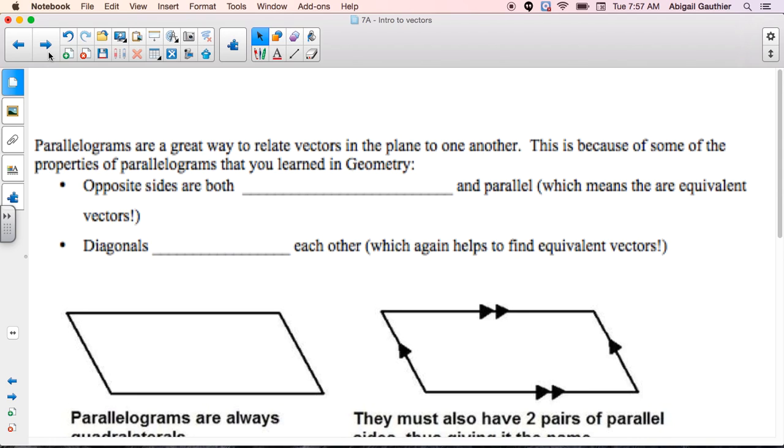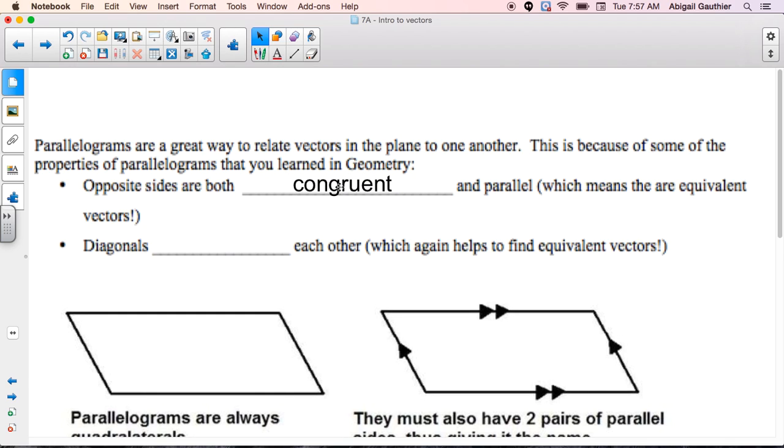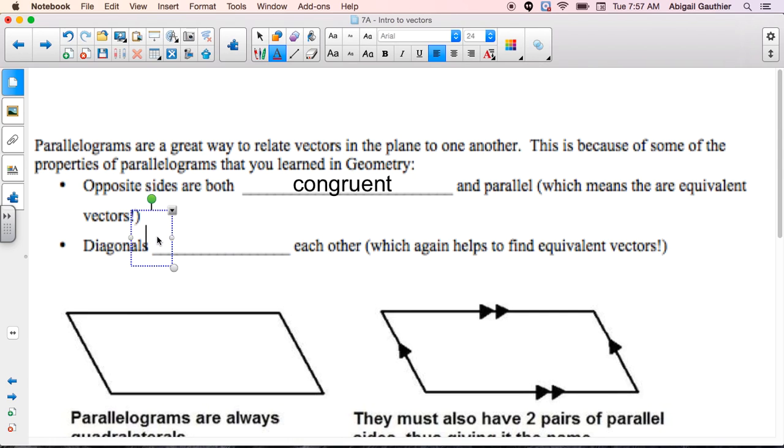All right, so parallelograms are a great way to relate vectors in the plane to one another, because some of the properties of parallelograms that we learned in geometry are really very similar to what we want for vectors. So hopefully you'll remember that opposite sides are both congruent, meaning the same length, and parallel. And this is good because it means that opposite sides could either be the same vector or negative vectors of one another, depending on what it is we want to do. And the diagonals do something interesting. They bisect each other.